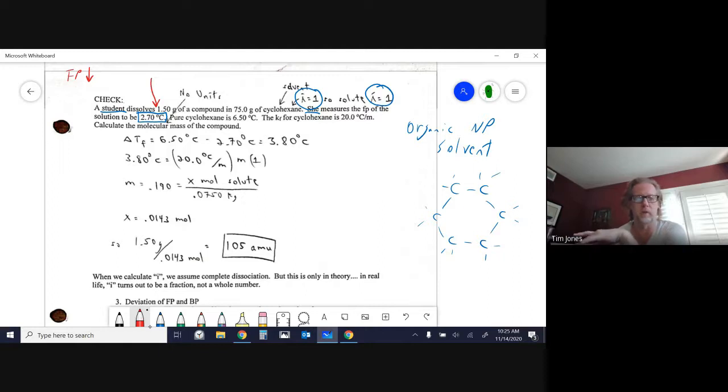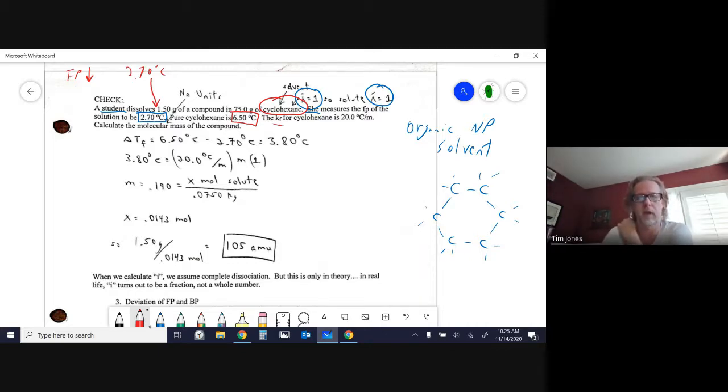We're not talking about water right now. We're talking about cyclohexane. So you don't even know what its normal freezing point is yet. So the 2.70 degrees Celsius is actually lower than what it does normally freeze at. So it is okay because we're not talking about water. And sure enough, in the very next sentence, it says pure cyclohexane is 6.50. So, okay, it actually did go down from 6.5 to 2.7.